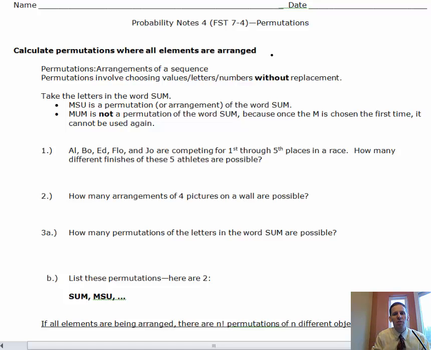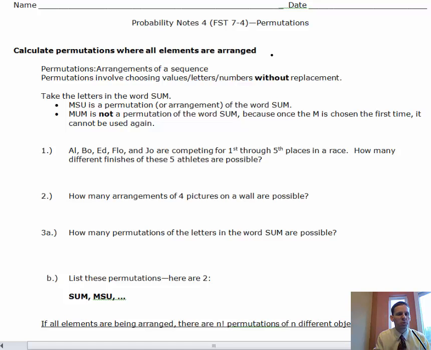And in this class, we often do permutations involving values or letters or numbers. These arrangements involve no replacement, so we're not doing any replacement. Once we use a value, it's done. For example, if you take the letters in the word sum, MSU would be a permutation or arrangement of those three letters. However, mum is not a permutation of the word sum because once the M is chosen the first time, we cannot come back and use it a second time. It's just those three letters arranged in a different order.